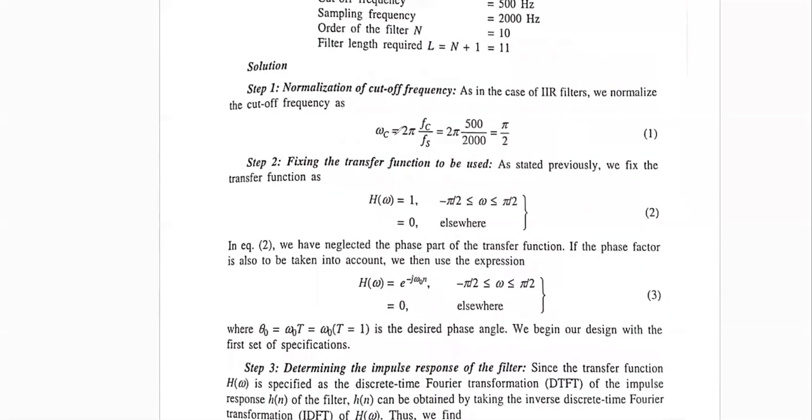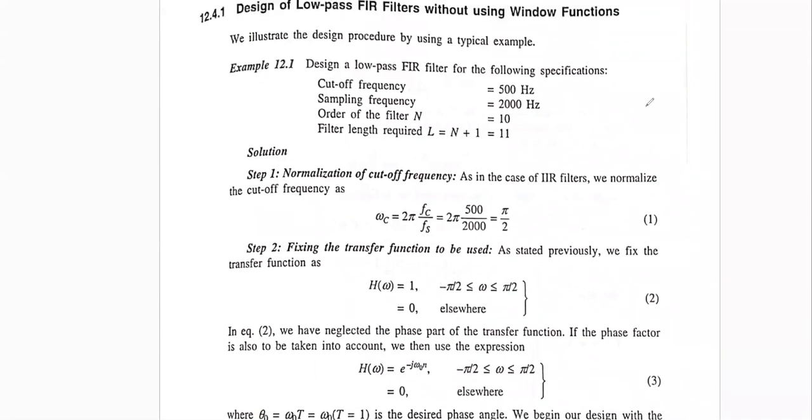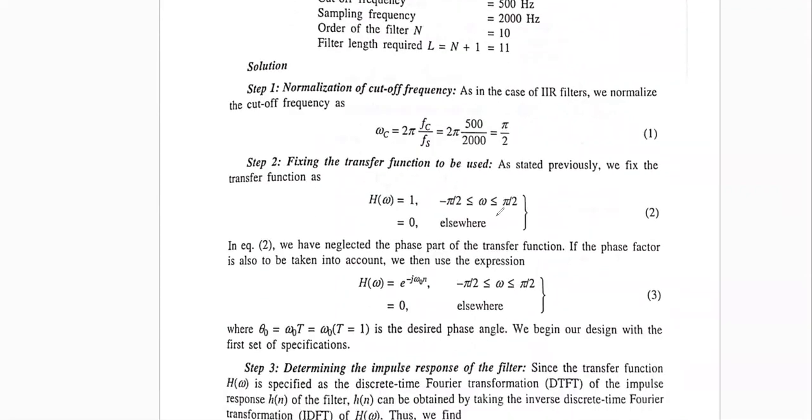Step number one, normalization of the cutoff frequency. As in case of IIR filter, we normalize the cutoff frequency, so we know how to normalize: the cutoff frequency divided by Fs, because the sampling frequency is given. So we found the normalized cutoff frequency is equal to this. Now fix the transfer function to be used. What is the transfer function? So this is the transfer function.